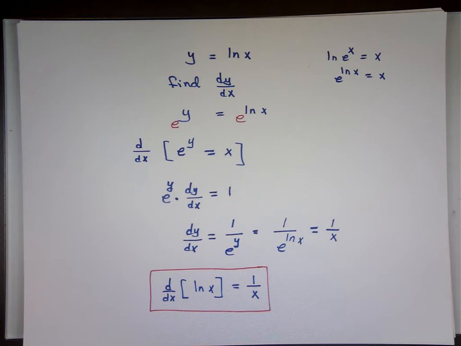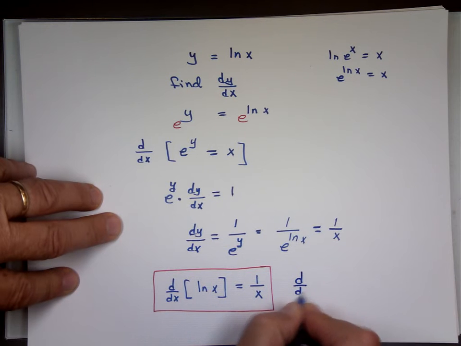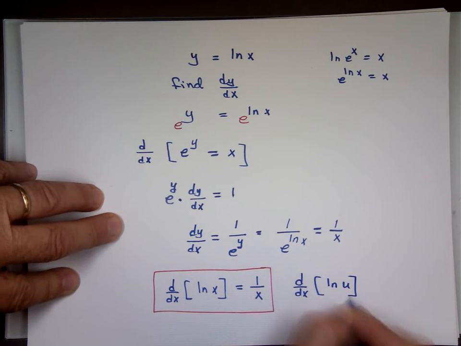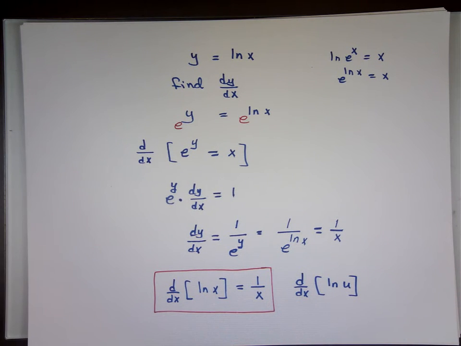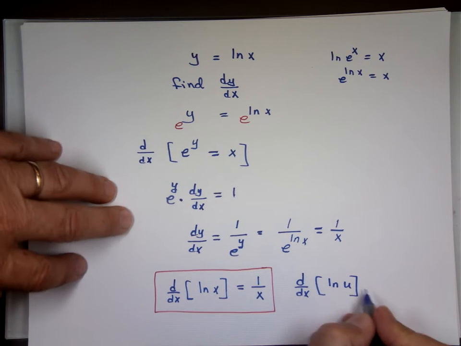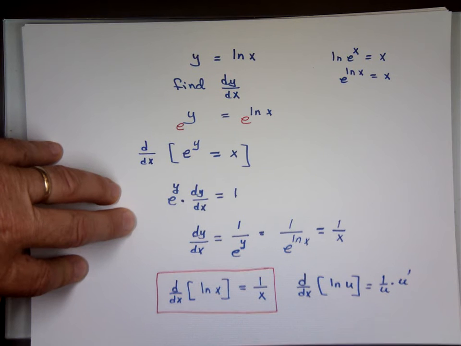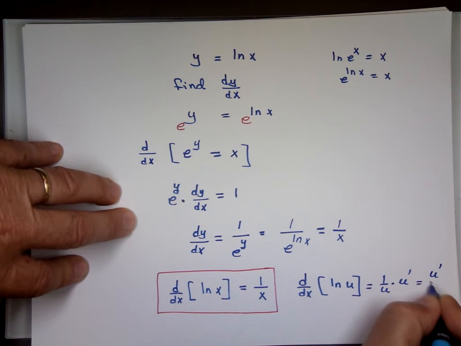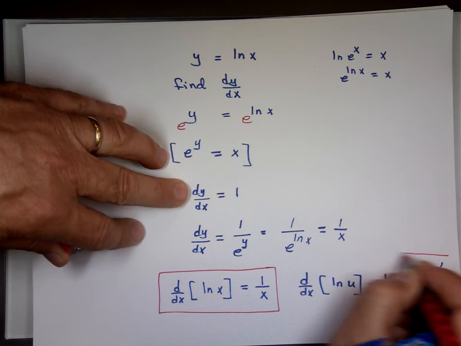And what about if that's not x, that's a u? You want to take a crack at it, since you just saw what happens to all these problems? If this is not x, that's a whole expression, a function of x. It's 1 over u times what? U sub prime. Or you can write that u sub prime over u. That's another one.